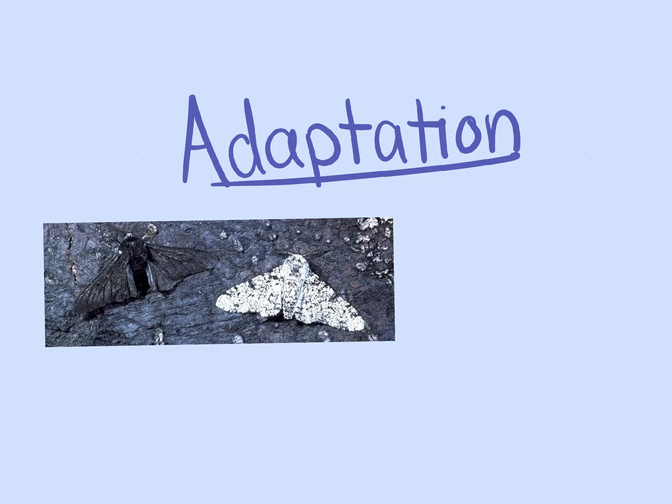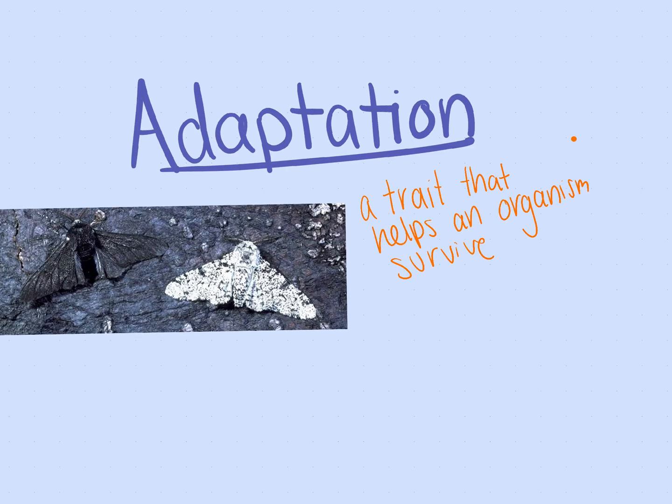So first we have adaptation. Remember, this is a trait that helps an organism survive better in its environment. So for example, we know the moths. If the trees are black, the adaptation is to be a dark-winged moth because that trait helps them survive. So dark-winged moths have the adaptation.